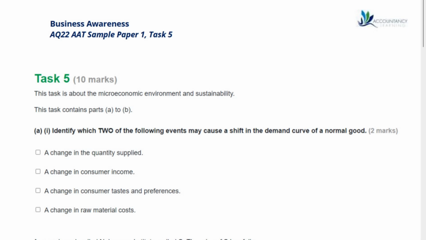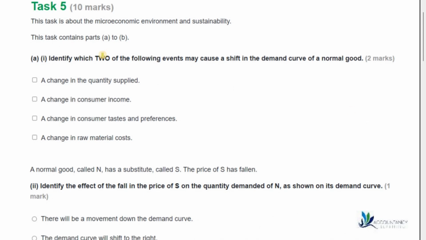So looking at the first question then, we're asked to identify which two of the following events may cause a shift in the demand curve of a normal good. So we've got a change in the quantity supplied, a change in consumer income, a change in consumer tastes and preferences, and a change in raw material costs. So when we're talking about a shift in the demand curve, it's going to be affected by what people want or what they can afford.